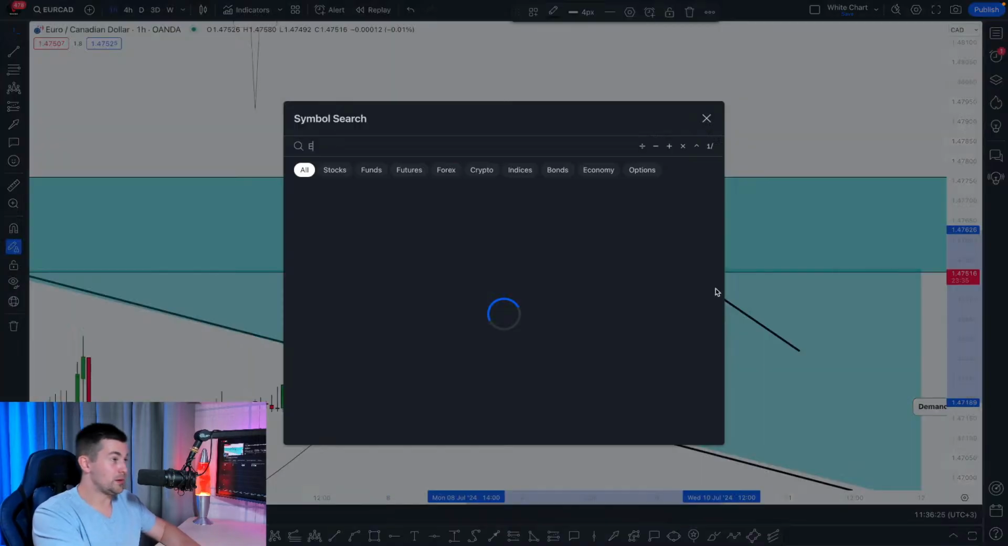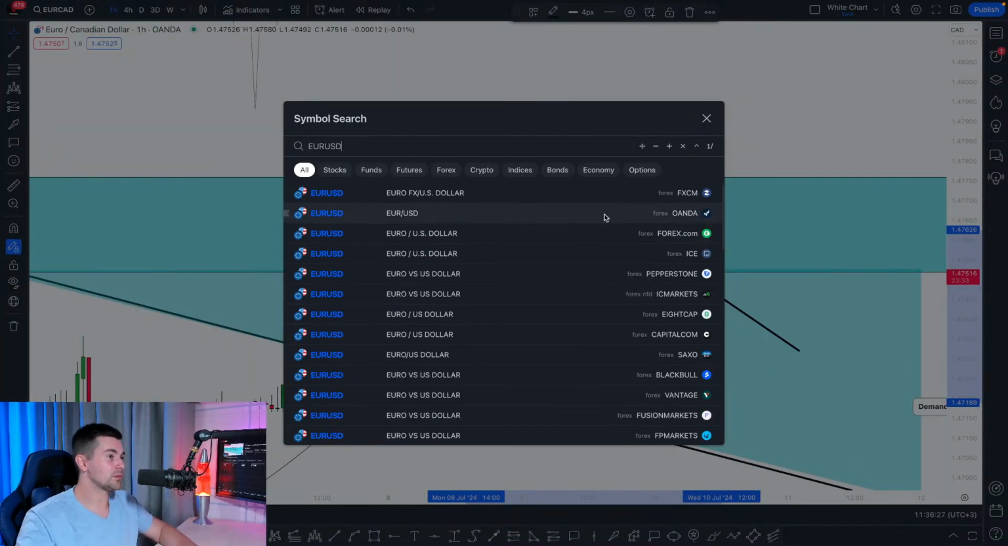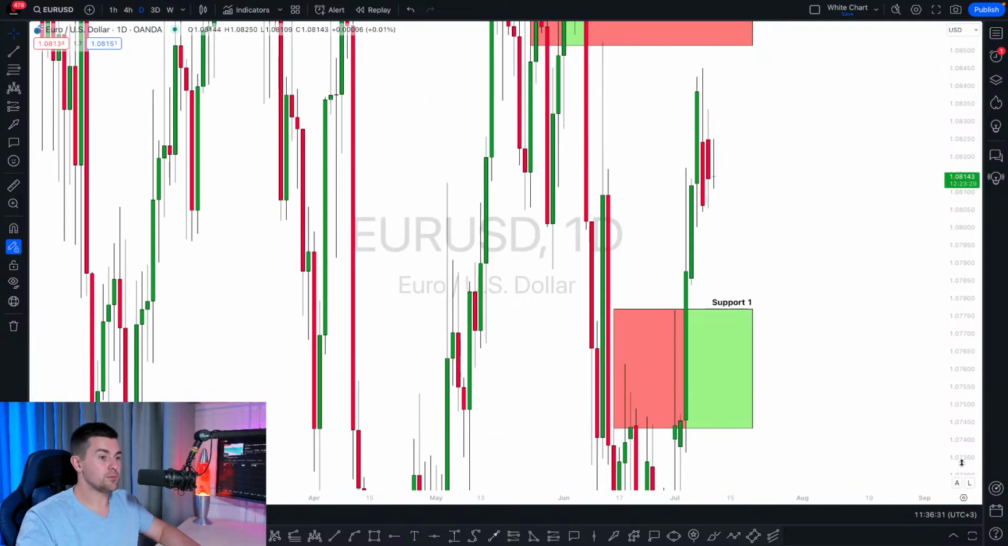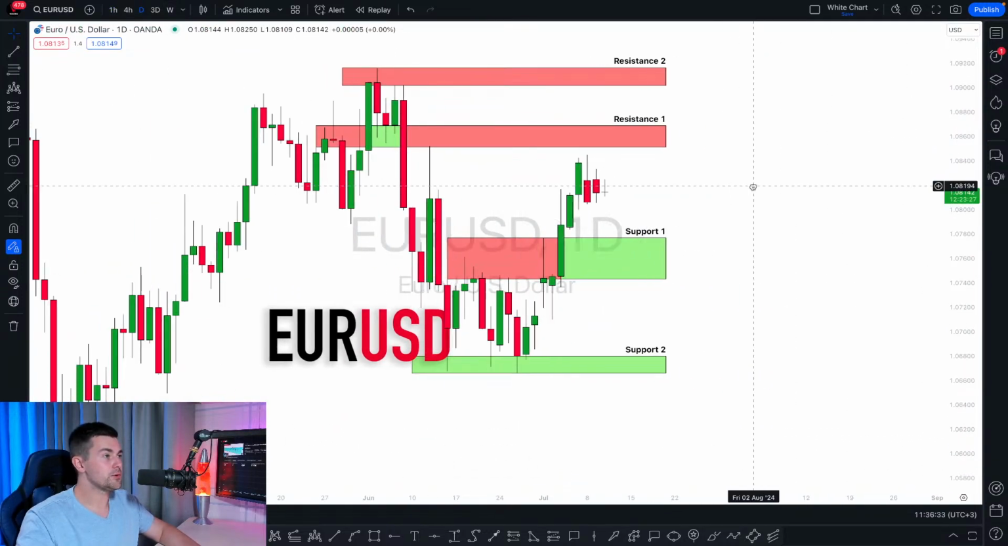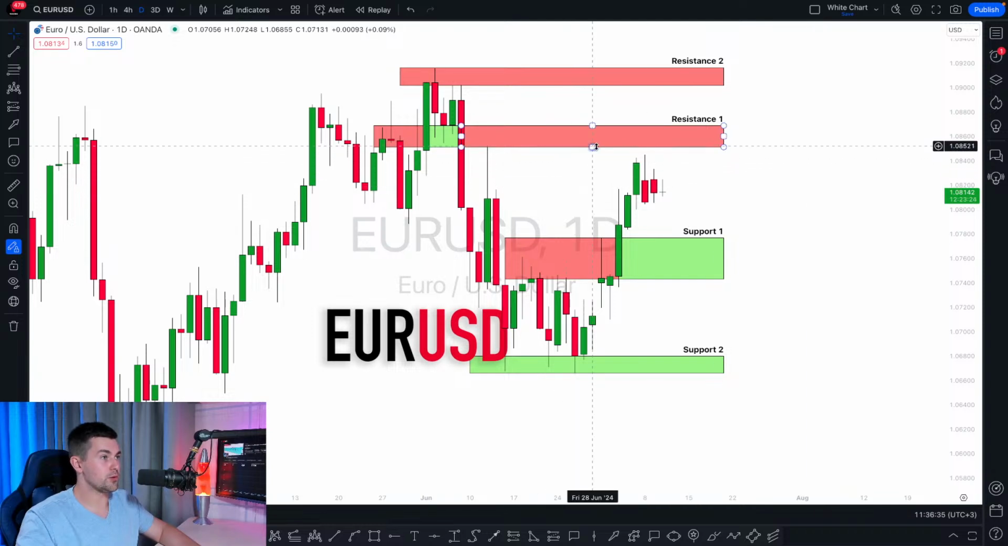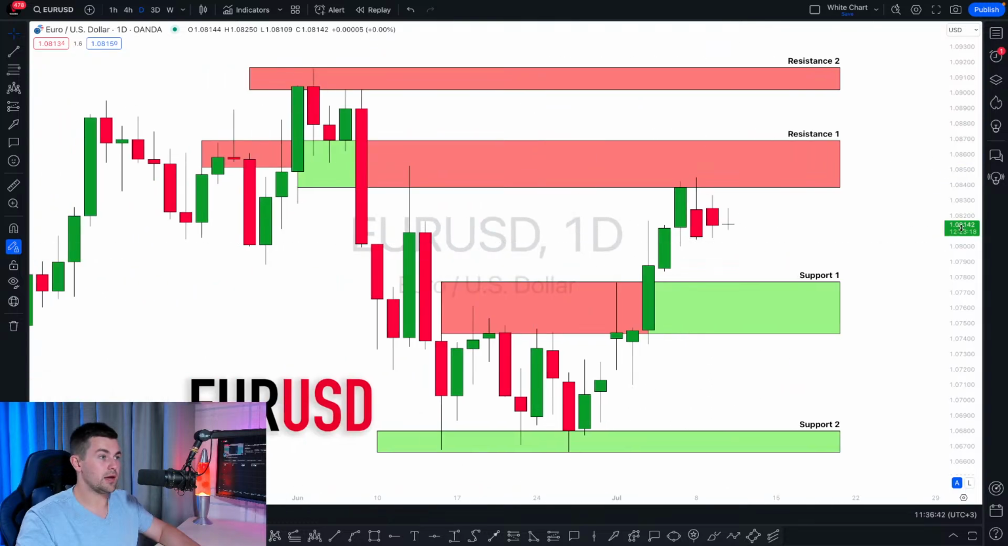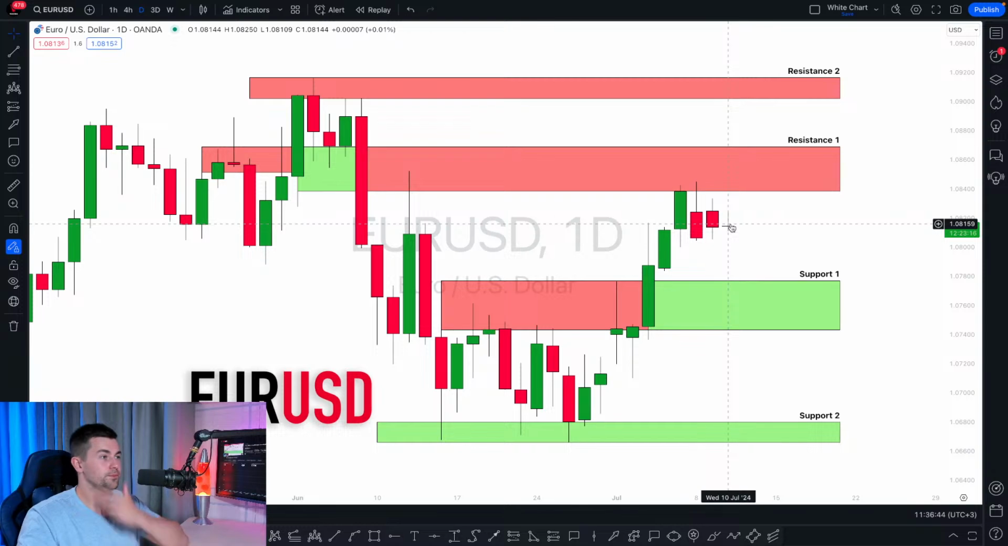Euro dollar will be the next one. Let's analyze it and discuss. You can see here is my recent structure analysis for euro dollar. By the way, I should adjust the resistance here. I guess from such a perspective, the resistance is like that. So obviously it looks like we nicely respected that resistance, right? And we have a very nice bearish reaction to that resistance.